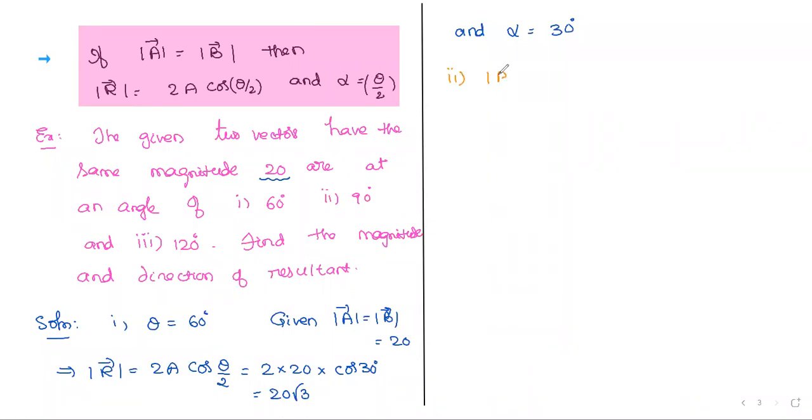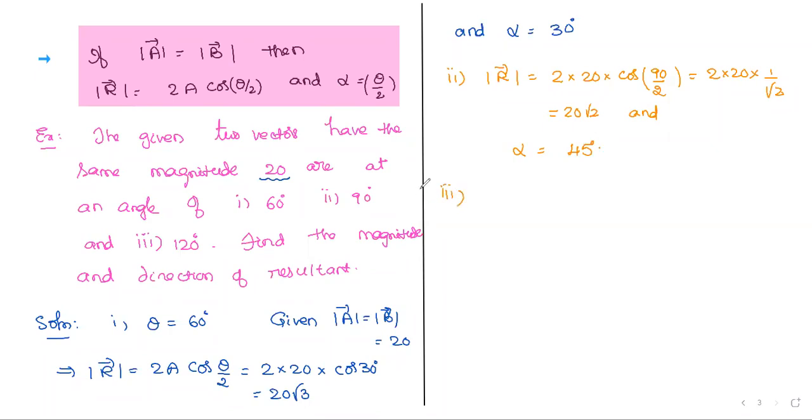Mod r is equal to 2a cos theta by 2, this time 90 by 2. The second one is 20 root 2. Exactly. So 2 into 20 into cos 45, which is 1 by root 2, root 2 times. So this is 20 root 2. Accepted. And the angle alpha is exactly half of this angle, 45 degrees.